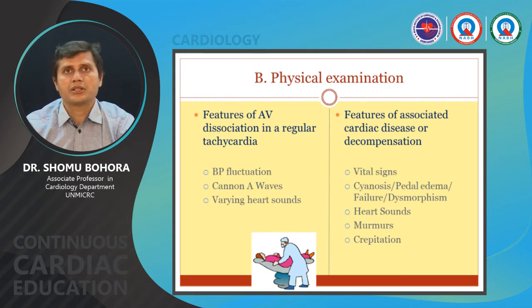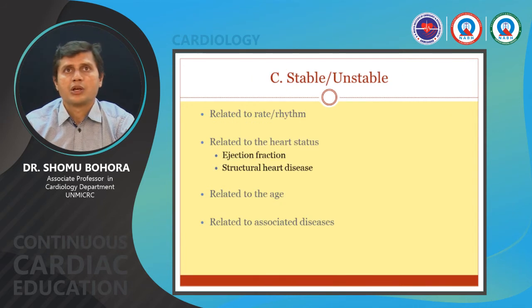Physical examination findings which suggest ventricular arrhythmia are changes in blood pressure in a regular broad complex tachycardia, presence of cannon A waves intermittently and varying heart sounds, and cardiac decompensation features may be there. So it is important to see whether the patient is stable or unstable.